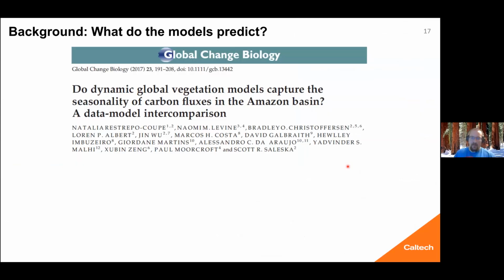And this is important because we'll go back to that when we look at my results. But what do the models predict, and what do they suggest we might see?